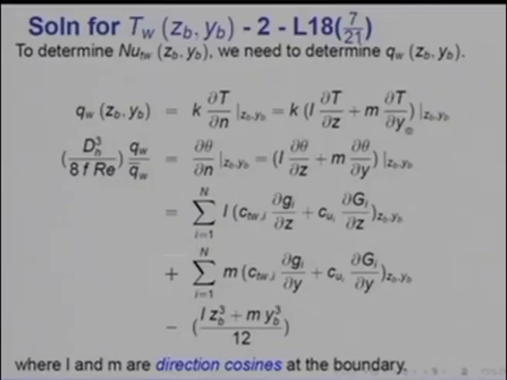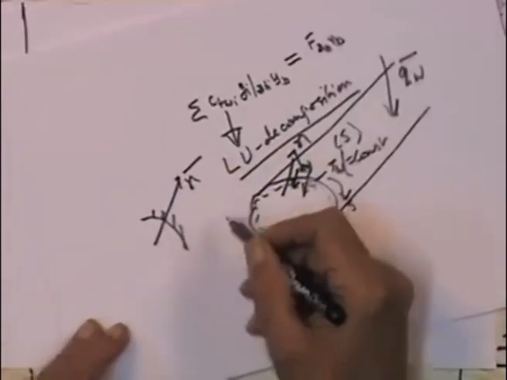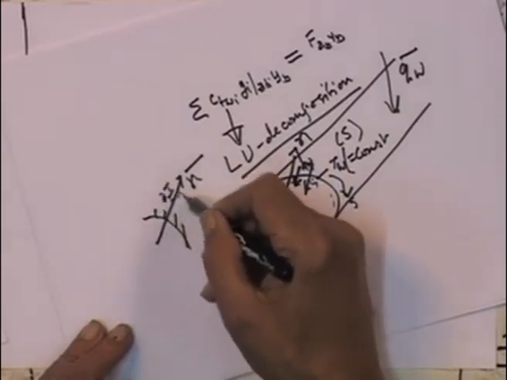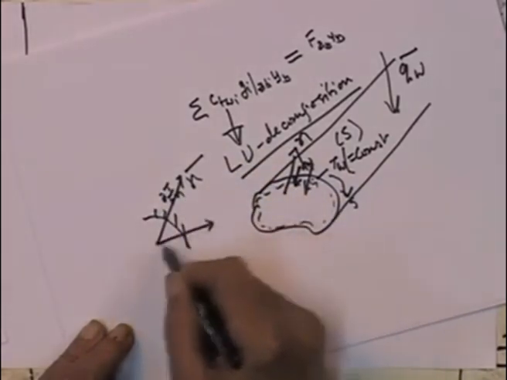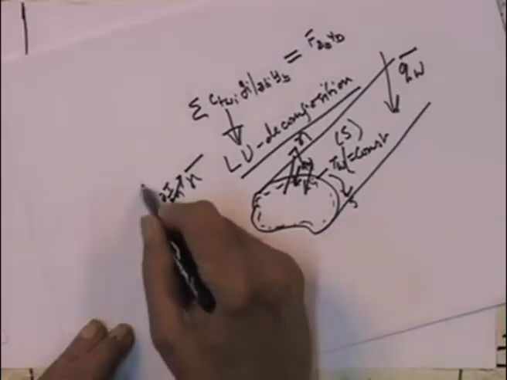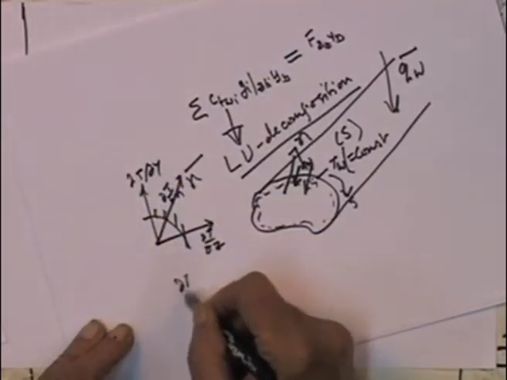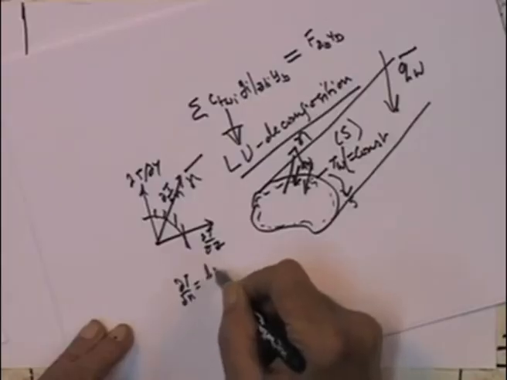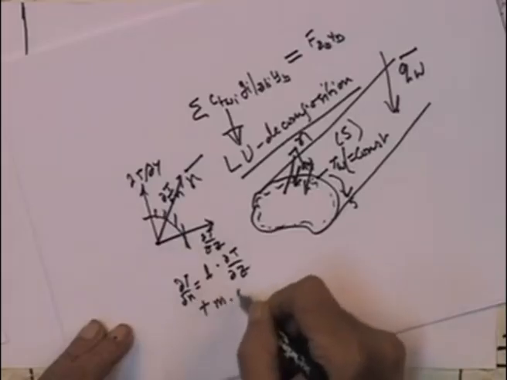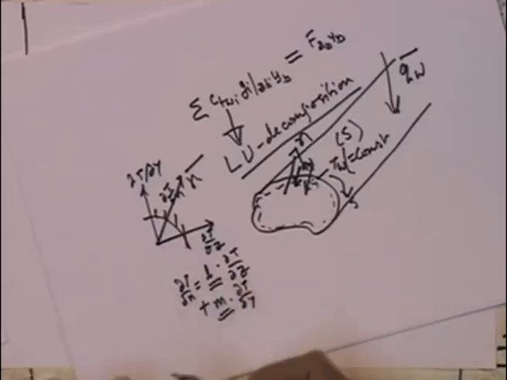Basically, if you have that as the boundary and this is the n direction, then dt dn will be simply dt dz along the z direction, dt dy along the y direction, and dt dn would then be equal to L times dt dz plus m times dt dy, where L and m are direction cosines.